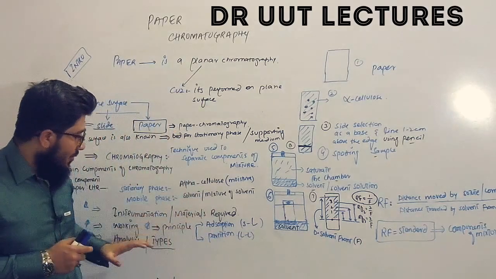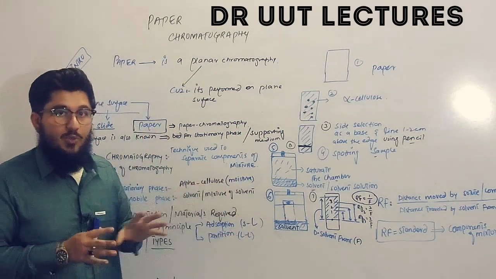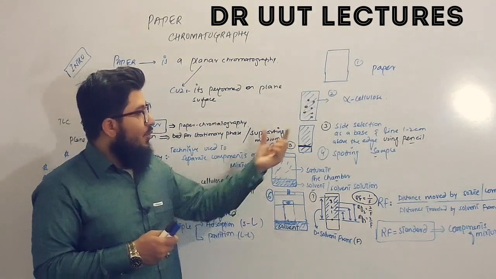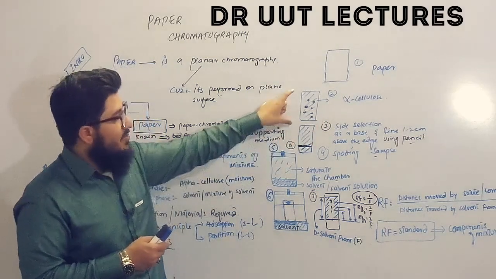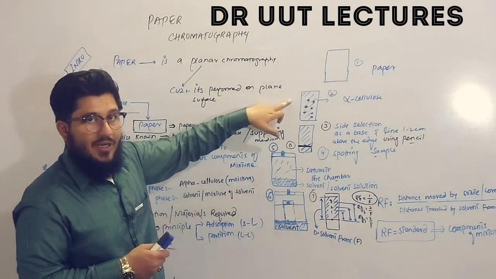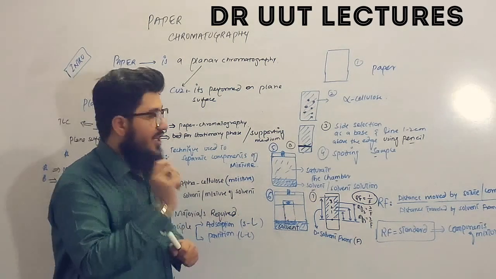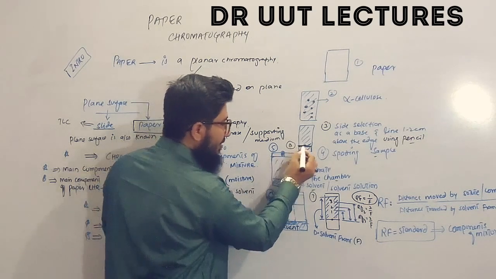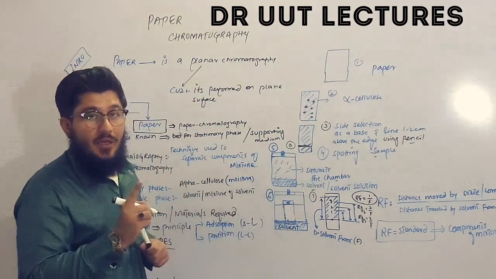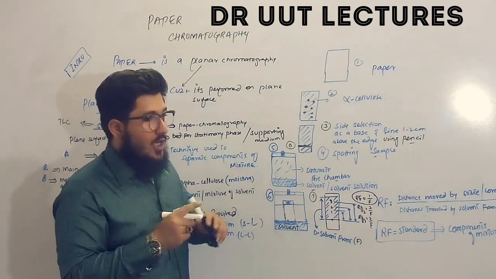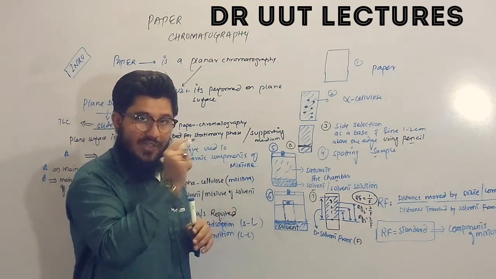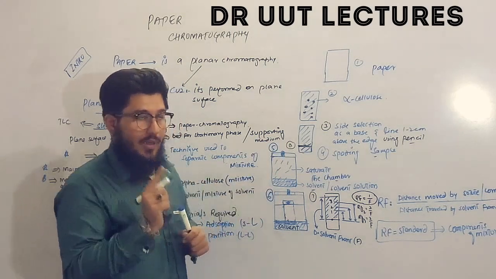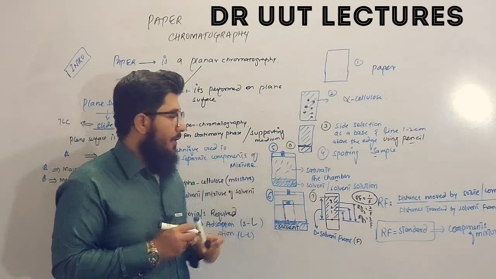Now the next point is the working, how these instruments actually work. First of all, we will take a paper, consider one side as a base side, and sketch a line on it. Suppose I consider this side as the baseline, and here we draw it with a pencil, not a pen. The ink in a pen is also a kind of mixture, so the ink of that pen will interfere with our chromatography, so we must avoid using a pen. So here we are using a pencil to sketch the line.